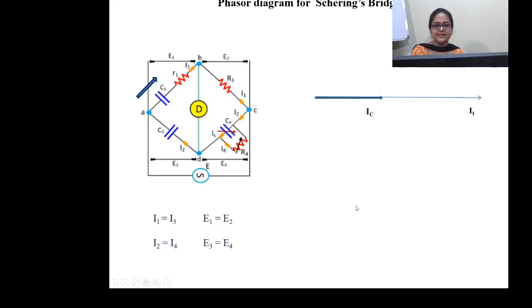So IC is the current across the capacitor. So by default, this red line shows the voltage across the capacitor, which is lagging the current. So we have drawn the current and voltage phase for the capacitor. Let's move towards the resistor. The current and voltage phase are in phase, I1 R1.